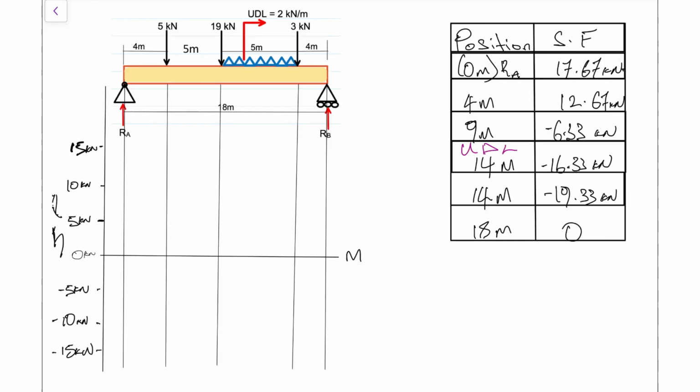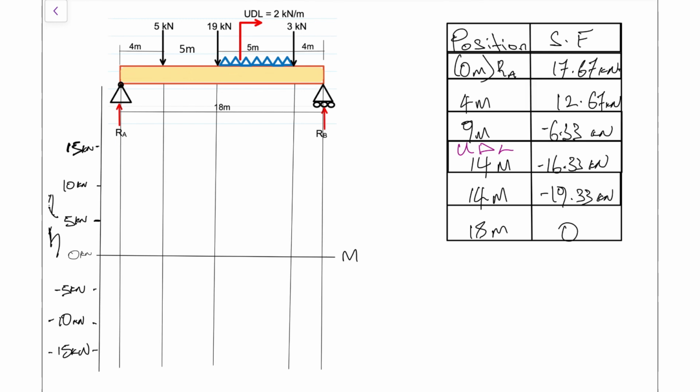So here we have everything nicely organized. We have the coordinates that we have calculated previously, and we have the grid ready to go for our points to be plotted. So let's get right to it. The first point is 17.67 kilonewtons at RA. So let's plot that. That's right there. Second point at 4 meters, we now come down to 12.67. So that will be roughly here. Moving across to 9 meters, and that comes all the way down to negative 6.33.